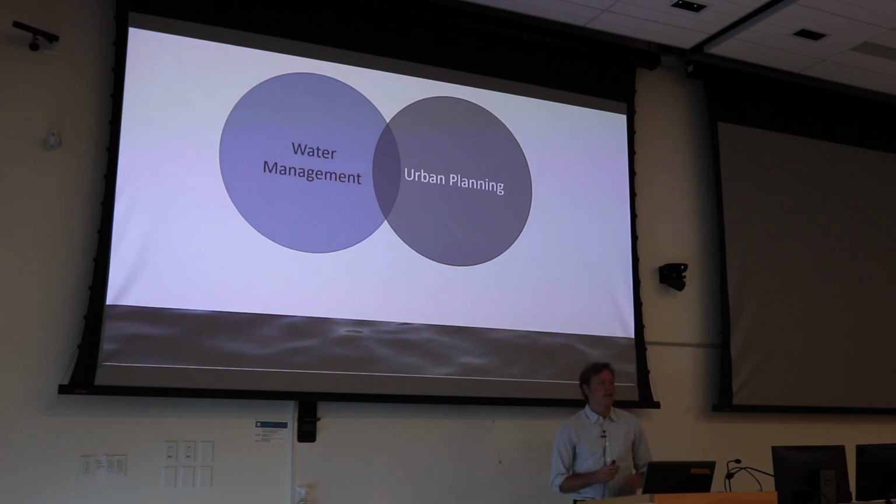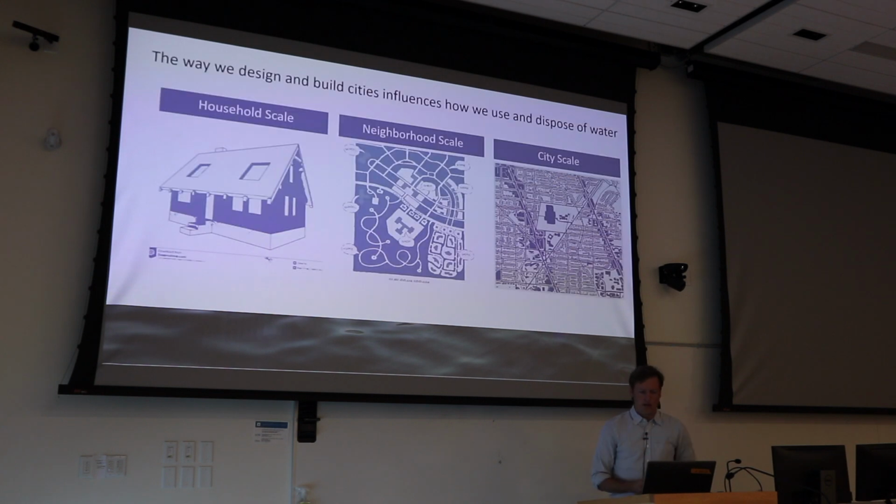Now I want to get into how we can design cities so that they're more water efficient, and think about some of these tools, and I'm going to show you a bunch of data here. So the way we design and build cities influences how we use and dispose of water. And a lot of it's intuitive. If you look at the household scale, if you have a large house with a lot of bathrooms, a large lawn, and a swimming pool, it's going to use more water than a house with none of those, or just one bathroom. So that's all intuitive.